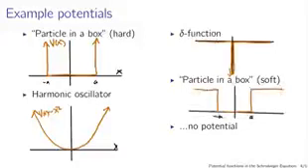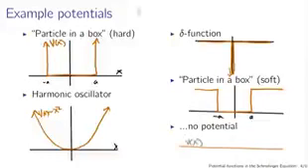Finally, we will consider what happens when there's no potential at all. Essentially, your potential function is constant. That actually has some interesting implications for the form of the solutions of the Schrodinger equation. And we'll talk about that in more detail.